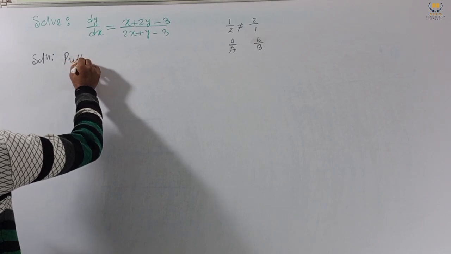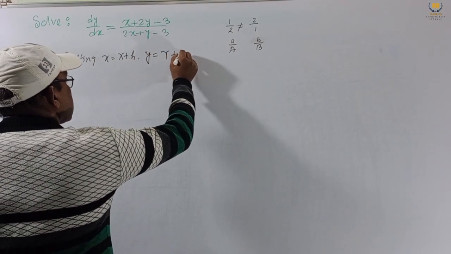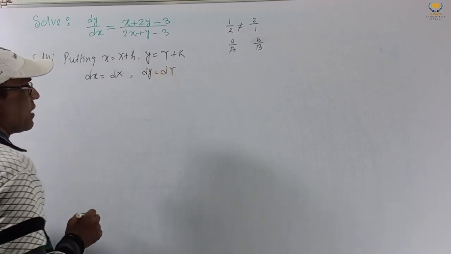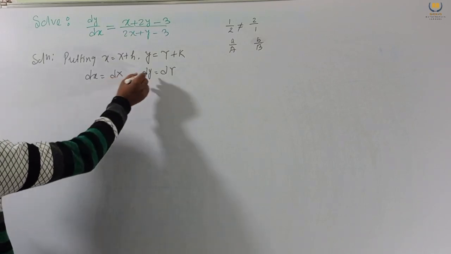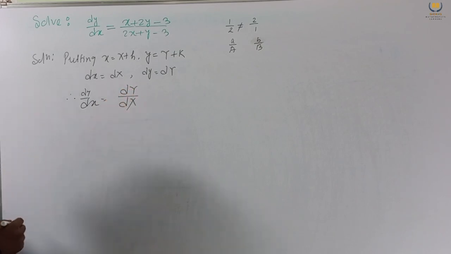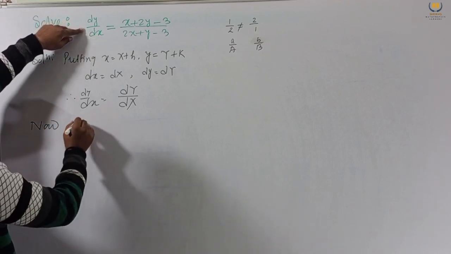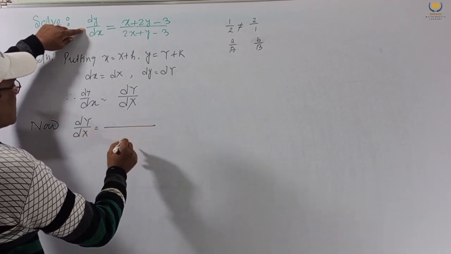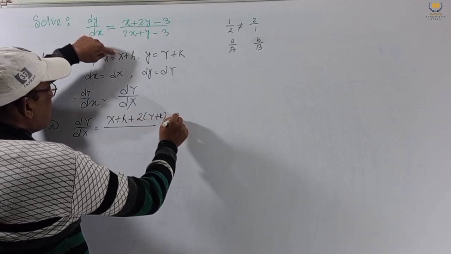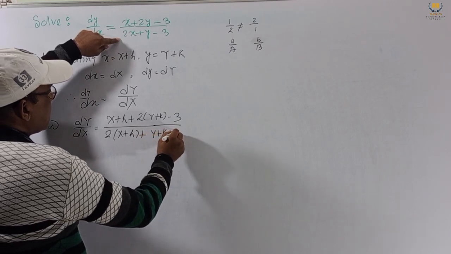So, putting x equal to capital X plus h, y equal to capital Y plus k, we get dx equal to dX, dy equal to dY, and h, k are constants. Therefore we get dy/dx equal to dY/dX. Now in this equation, if you put x as x plus h, y as y plus k, we get x plus h, y plus k minus 3, over 2 x plus h, y plus k minus 3.